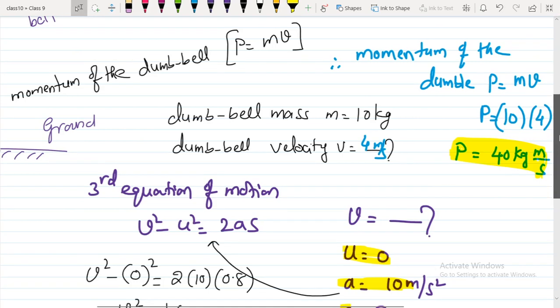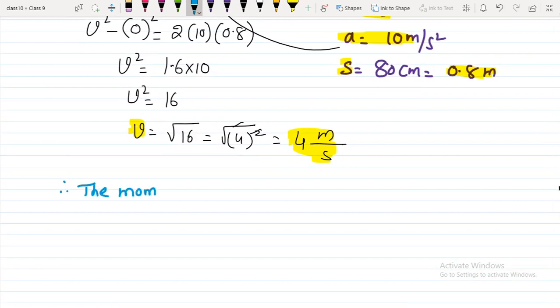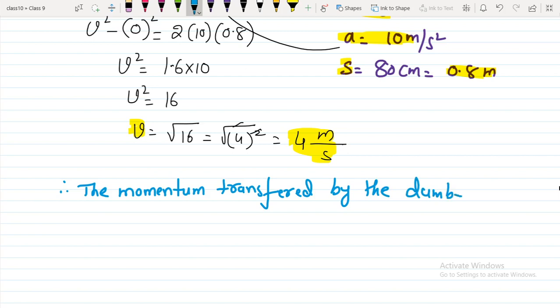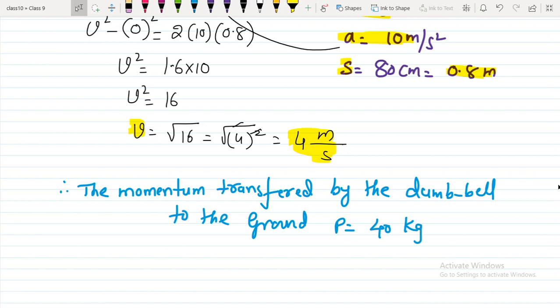So that we can write it down. Therefore the momentum transferred by the dumbbell to the ground, P equal to 40 kg meter per second. So this is the required answer.